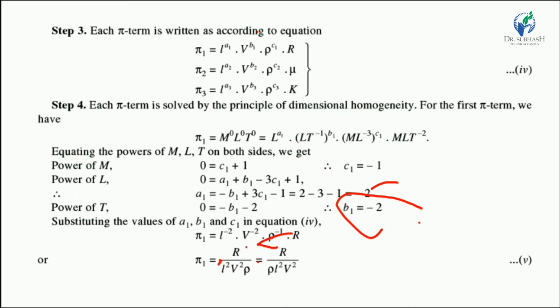Rho has a power C1, so the C1 value is minus 1. So rho has a power of minus 1. Now arrange the equation according to power. So pi 1 is equal to R upon L square V square into rho. Okay.